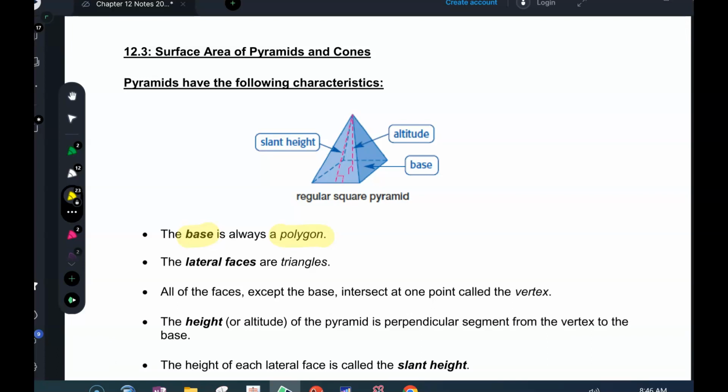Wait, so for this one, you have to find the base, and then you have to do the triangle. Yes. So how do we find the area of a triangle?